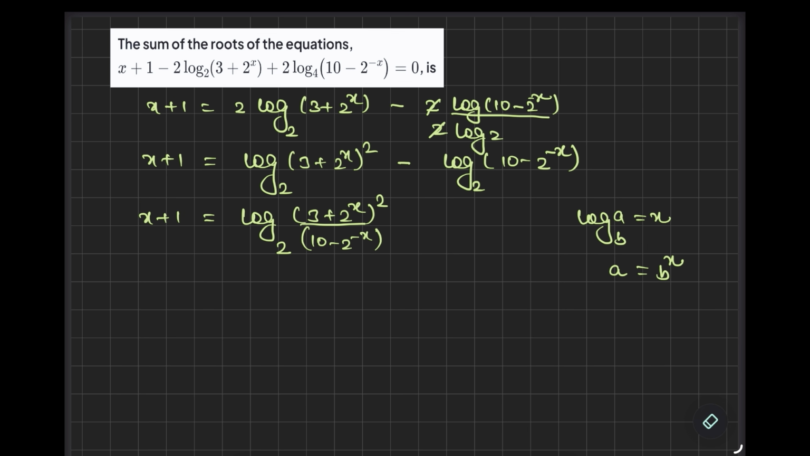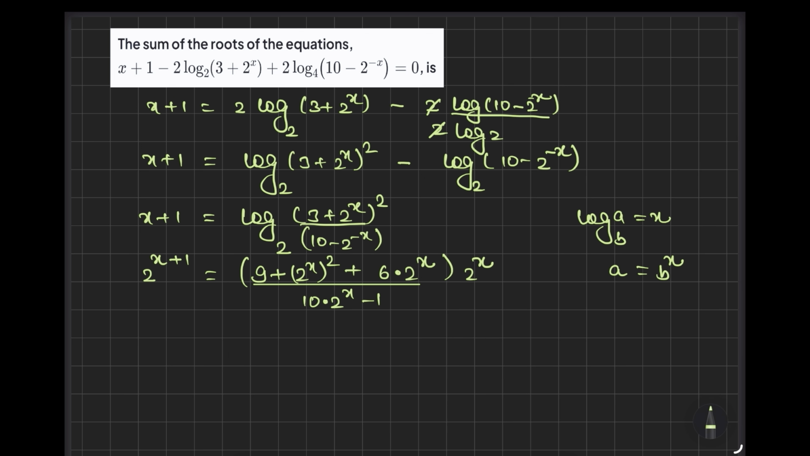So start manipulating them. Can we write 2 power x plus 1 equals a plus b whole square? So I will write a square plus b square plus 2ab. So 6 times 2 power x upon this thing. So can I write 10 times 2 power x minus 1 into 2 power x. Okay. I hope till this part you guys are comfortable.